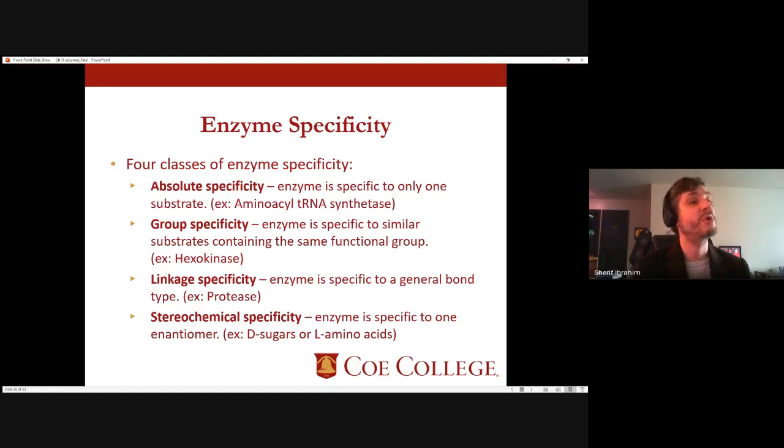And then you have stereochemical specificity. This is where an enzyme is specific to a particular enantiomer. It's able to distinguish the D and the L in enantiomers or diastereomers of various sugars and amino acids.